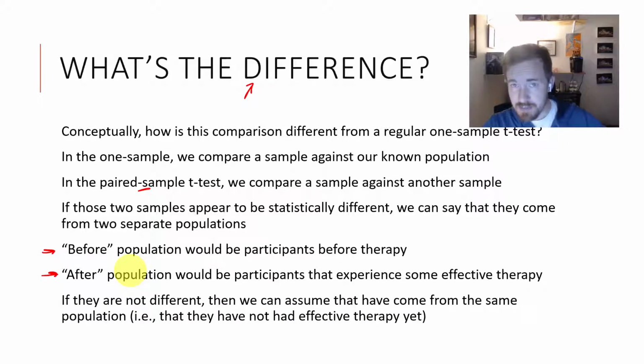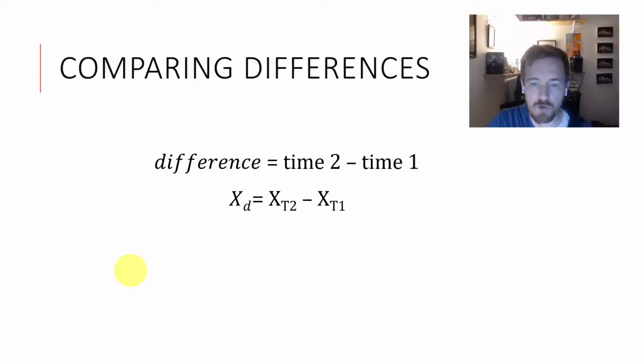If they are not different, so if we run this and we fail to reject the null, then the way that we would phrase that is that we would assume that those two samples come from the same population if you fail to reject the null. If you do reject the null, then what you're saying is that these two samples cannot come from the same population. There was a meaningful statistical change over time.